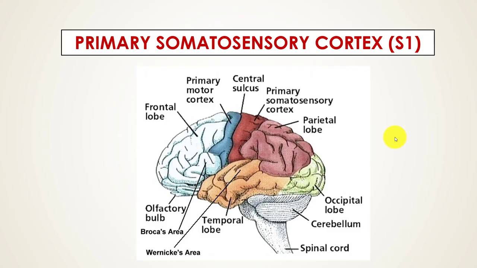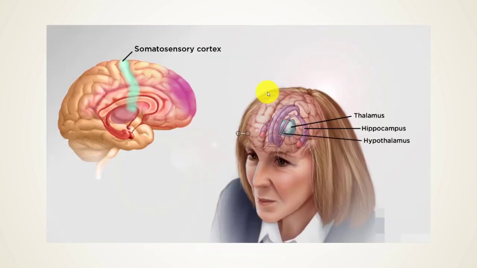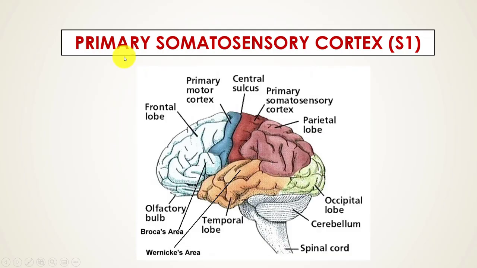Now, let's look first at the primary somatosensory cortex, which is the physical sensation region, right? The portion of the cerebral cortex located just behind the central sulcus or central fissure is known as the primary somatosensory cortex or S1. One refers to primary and S refers to somatosensory cortex, right? This somatosensory cortex is a band of neurons in the cerebrum that runs from ear to ear over the top portion of your brain like a headband.